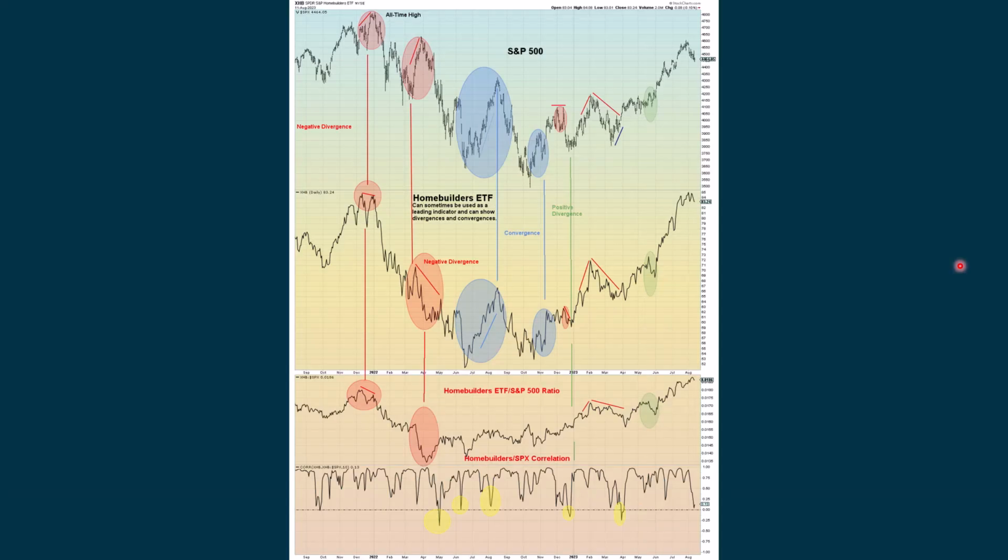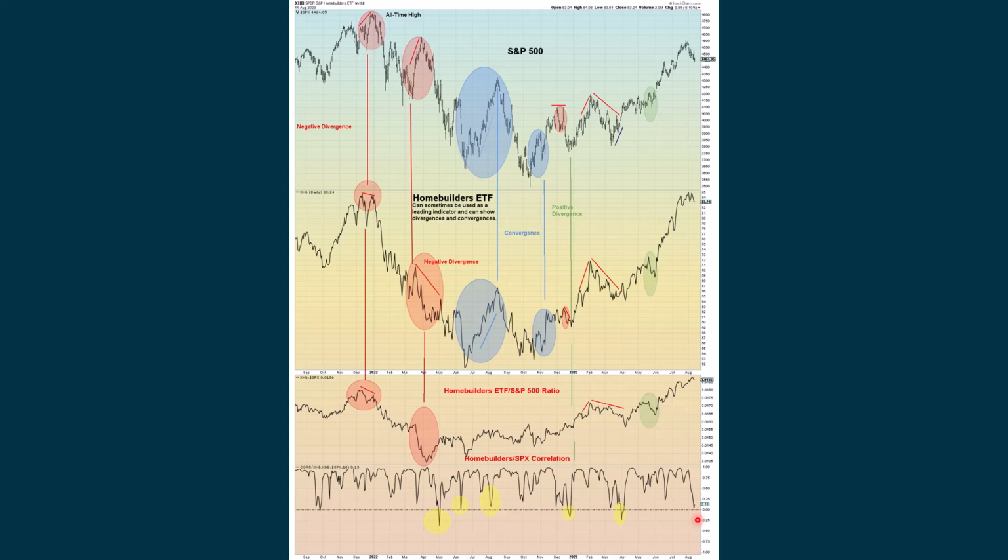We're also keeping an eye on the home builders ETF, where we're seeing some weakness in the S&P, also some weakness in the home builders ETF. The ratio's been going down. This is what we want to keep an eye on. When this relationship or correlation starts to come down to this area, we're looking for some kind of negative divergence. Are the home builders outperforming the S&P, or is the S&P outperforming the home builders? We won't know that unless we actually drop down to this level.